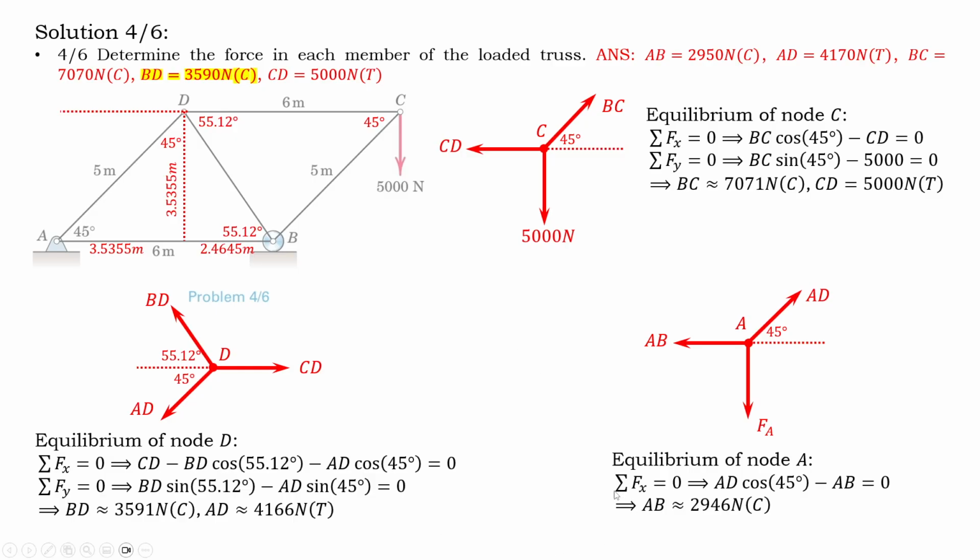So summation of Fx for this joint will be AD cosine 45 minus AB equal to 0. So we find AD. We have already found AD, sorry. And we plug it in here and we find AB.